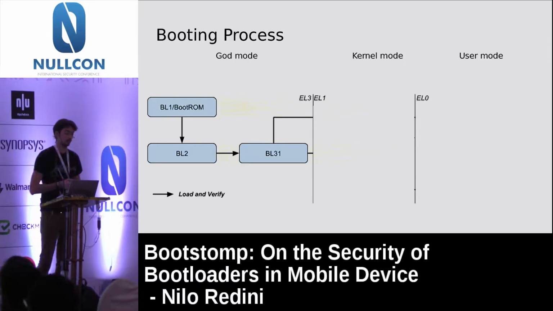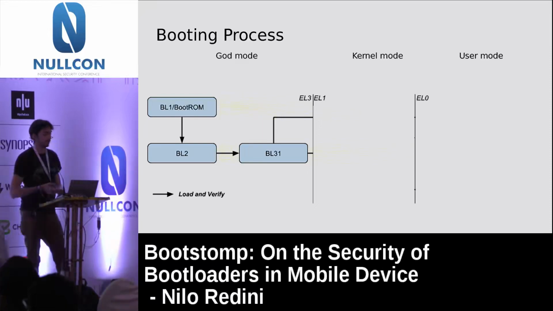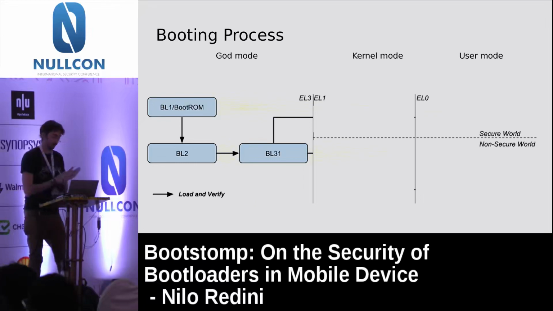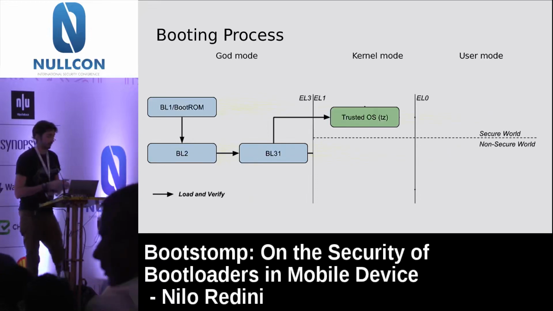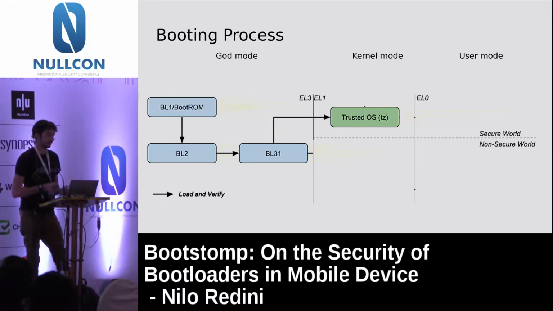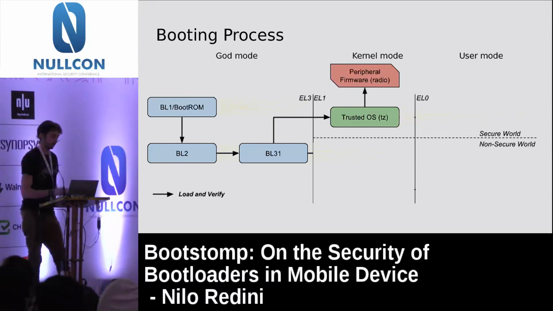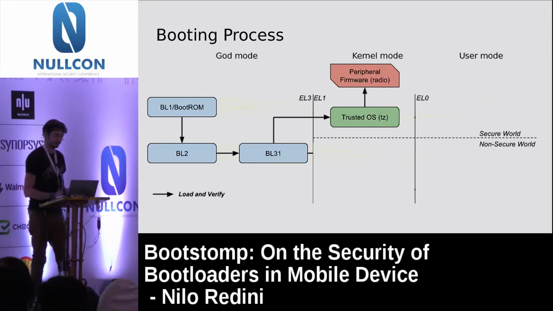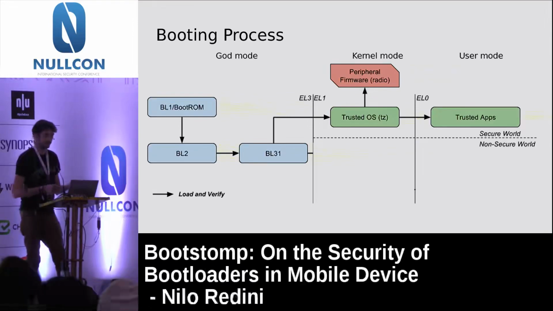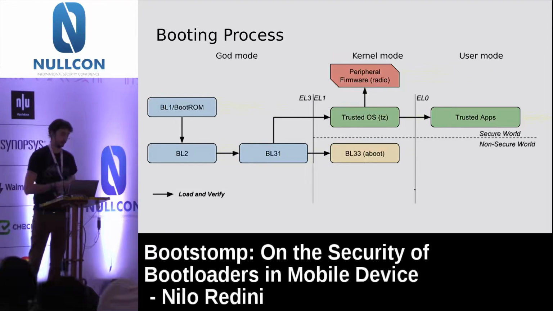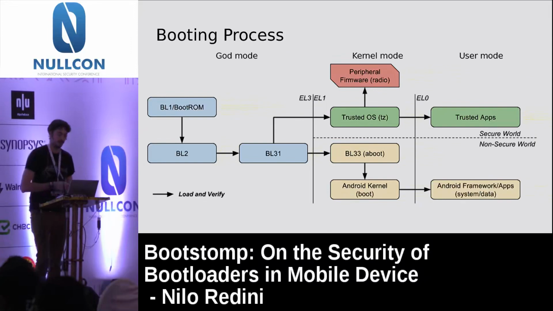This bootloader, in turn, will locate, check for integrity, and load a third bootloader called BL31. This bootloader will first set up the secure and non-secure world on the processor, and it will then locate, check for integrity, and load the trusted OS, which will set up the peripherals and manage the trusted apps. BL31 will also locate, check for integrity, and load a fourth bootloader, BL33 in the picture, which will locate, check for integrity, and load the Android kernel, which, as we all know, manages all the Android apps.